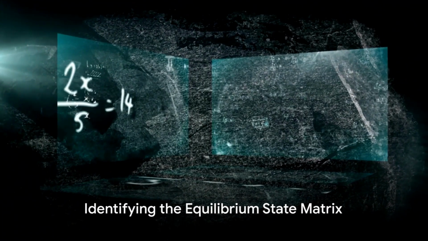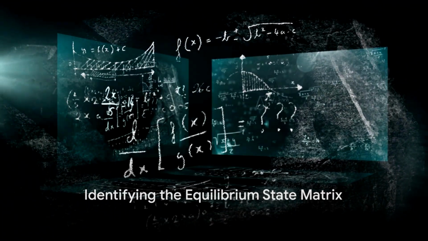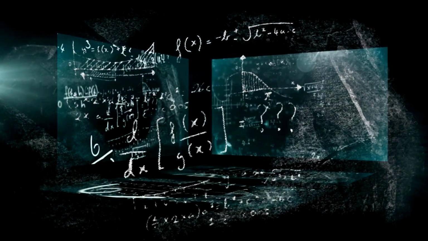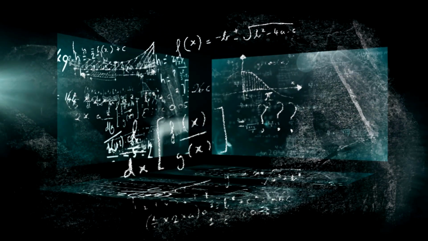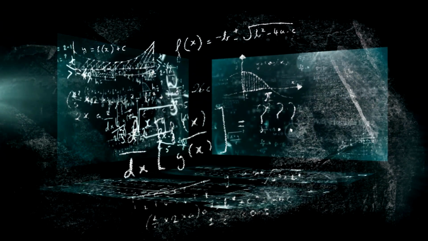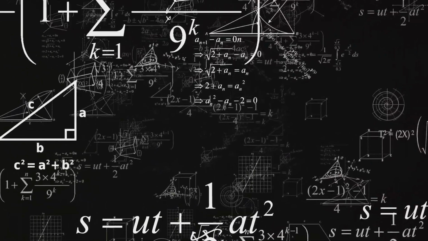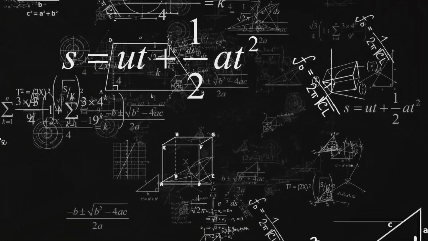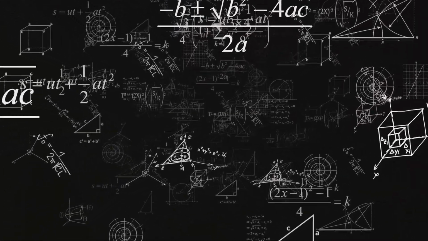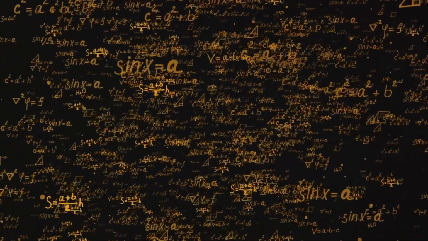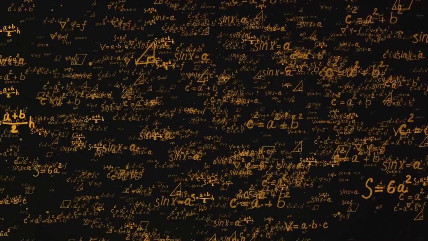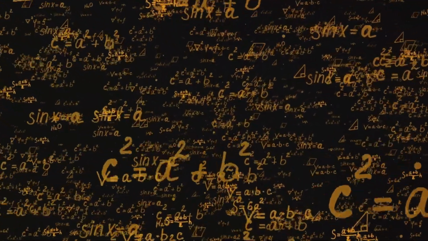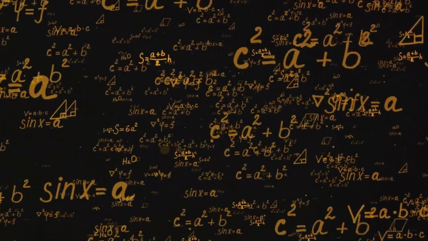Now that we understand what an equilibrium state matrix is, it's time to learn how to identify it. First things first, we need to define our initial state matrix. This matrix represents the starting point of our system, with each element representing a different state. Let's say we're looking at the weather. Our initial state matrix might include the probabilities of it being sunny, rainy, or snowy on a particular day.